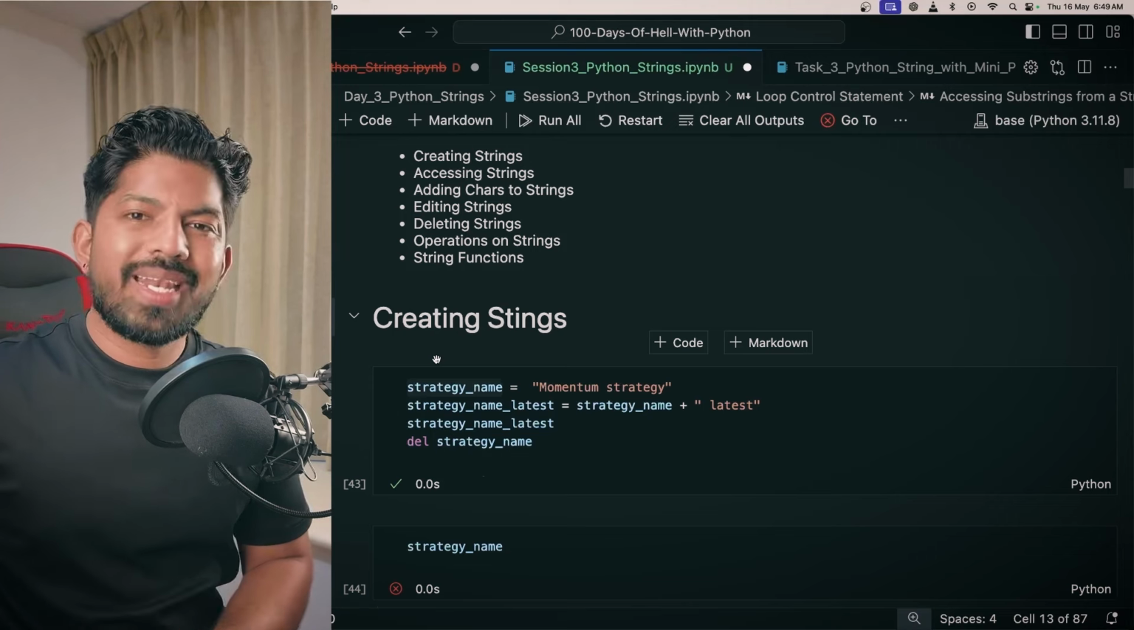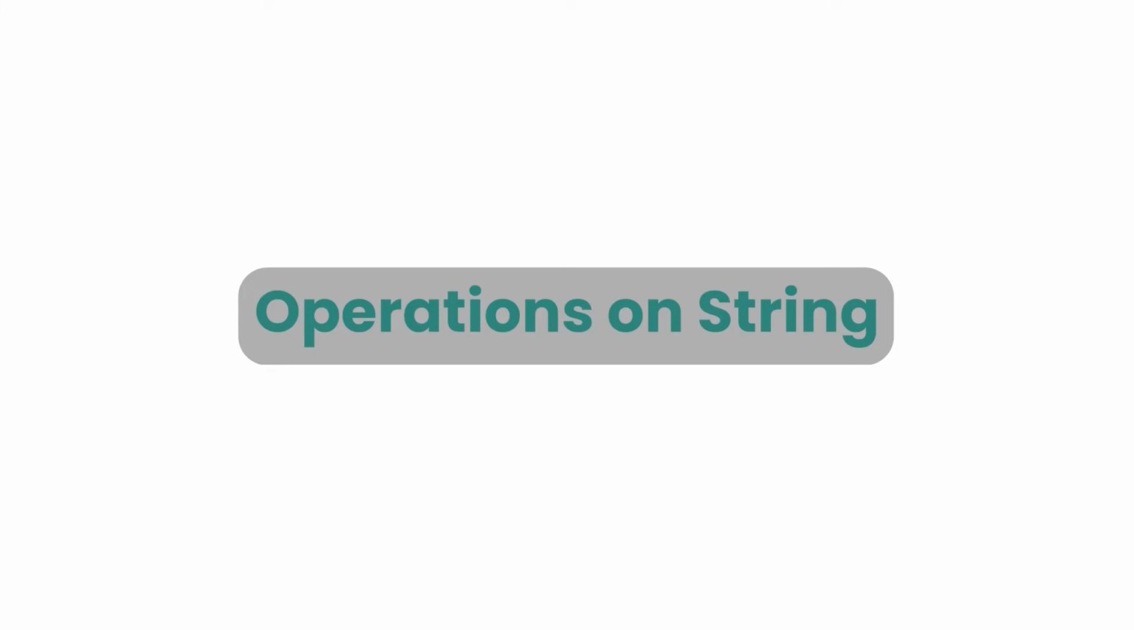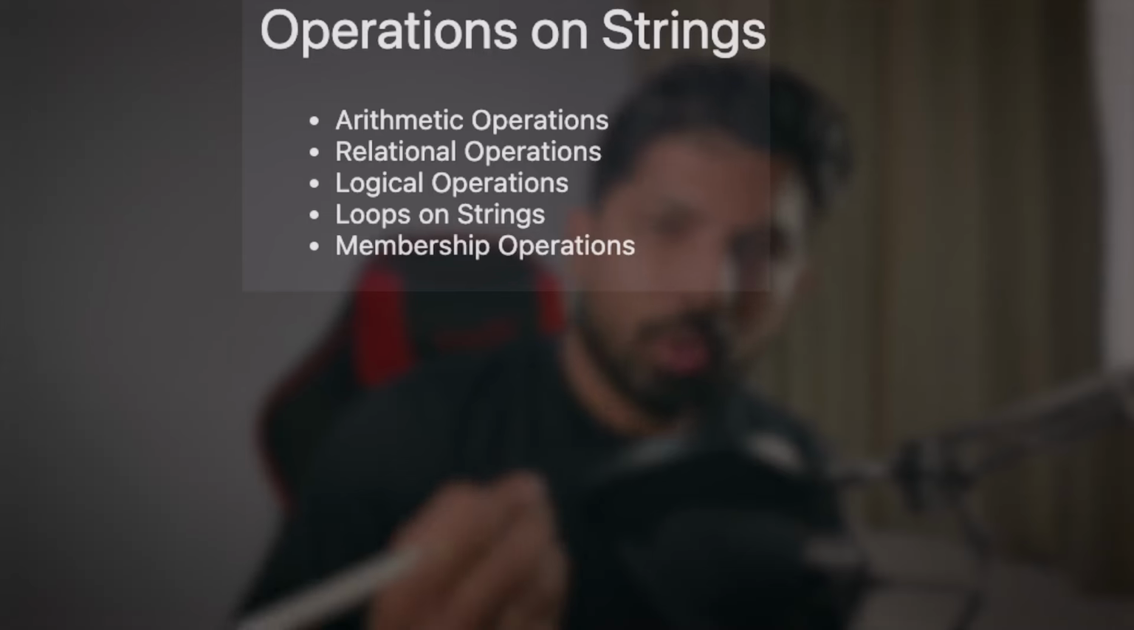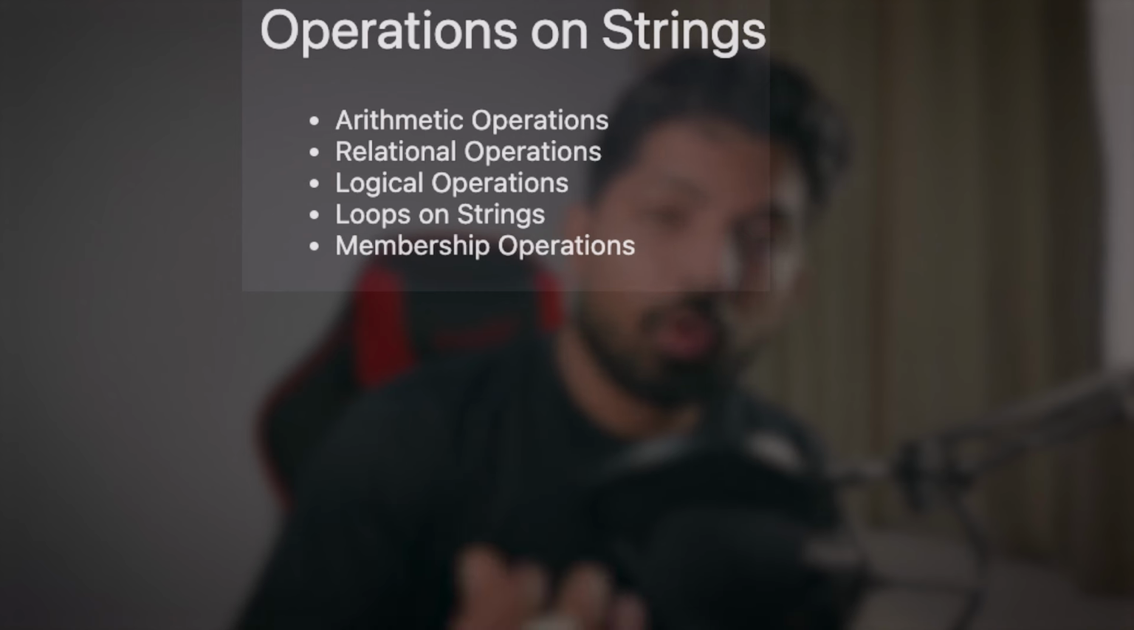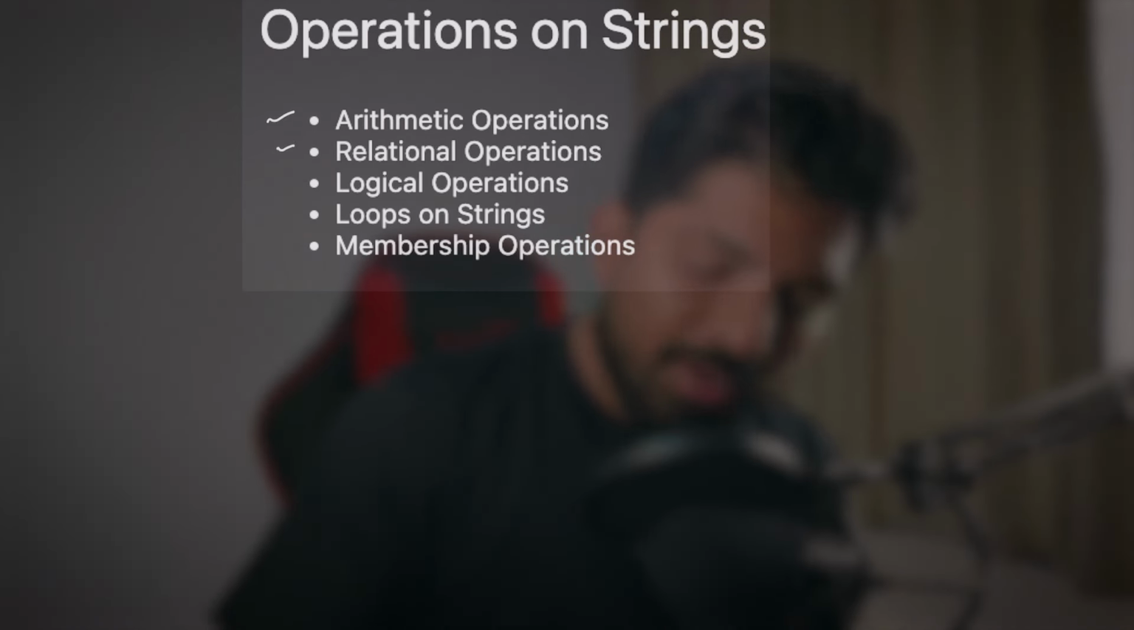Okay, now we have the next part, which is operations on string. So now let's quickly start with the operations on string. As usual, first we will understand on the blackboard, and then we will quickly move to Visual Studio for the coding part. Let's first see that here we have 4 types of major operations. First are the arithmetic operations, then we have relational operations, then we have logical, loops, and membership.